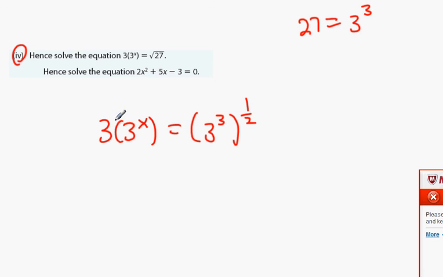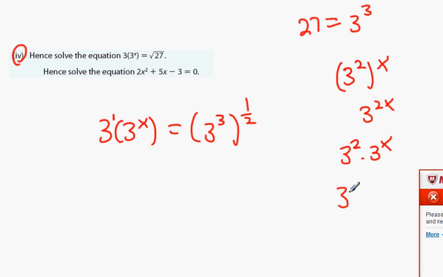Now, can anybody tell me what this side here is? It's 3 to the power of 1 by 3 to the power of x. What is that? 1 by x. Is it 1 multiplied by x or 1 plus x? Multiply. Okay, I'm going to show you the difference. 3 squared to the power of x is 3 to the power of 2x. 3 squared times 3 to the x is 3 to the power of 2 plus x.